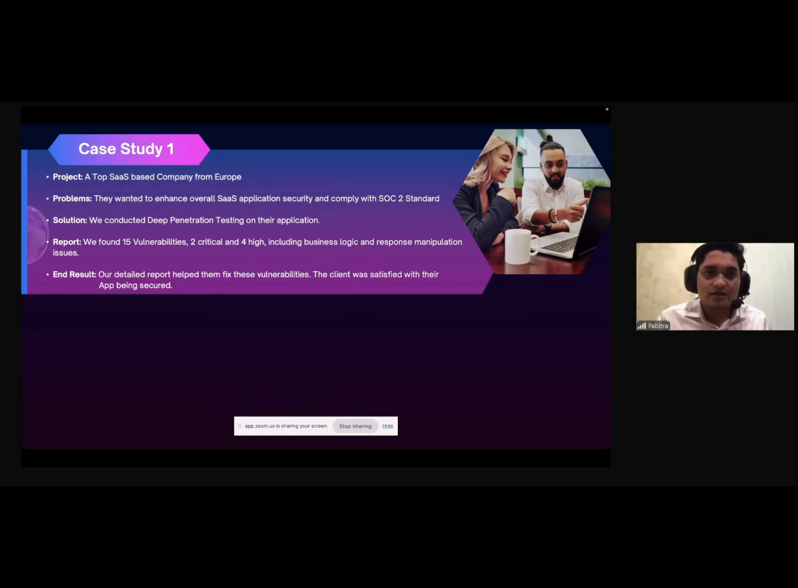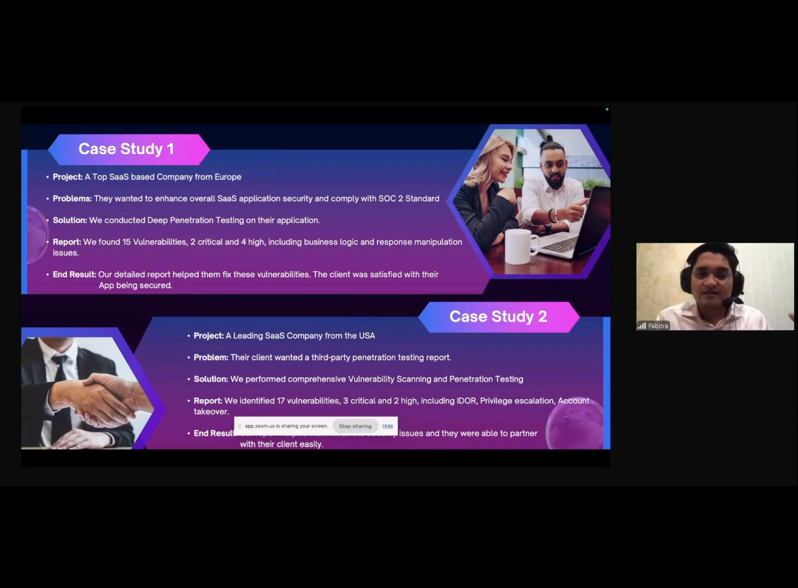And there is another case study of a very large SaaS company in the USA. I can't take the name, but it's a very large USA-based company. Their client, which is usually a bank, asked them for a third-party penetration testing report, and they came to us. We performed the test and found many issues, including privilege escalation, and their team fixed them. We did the retesting and made sure everything is in line, and our retest report mentioned that all critical, high and medium levels are fixed. Then they shared this report with their client, and now they are actually partnering with their client.